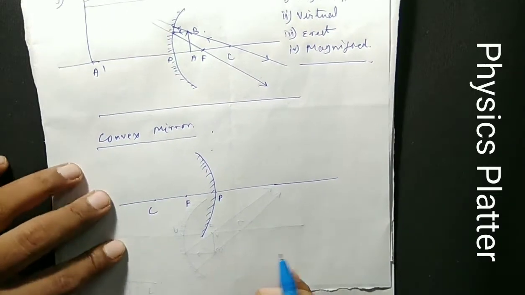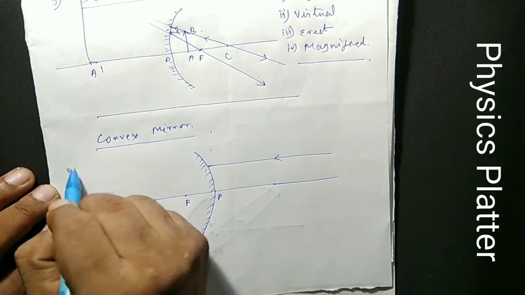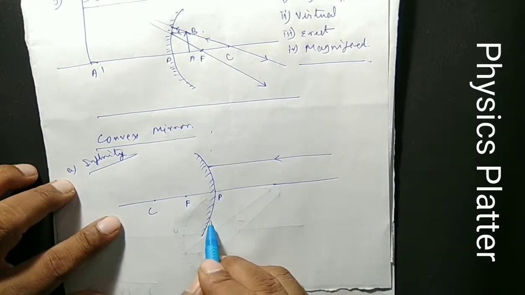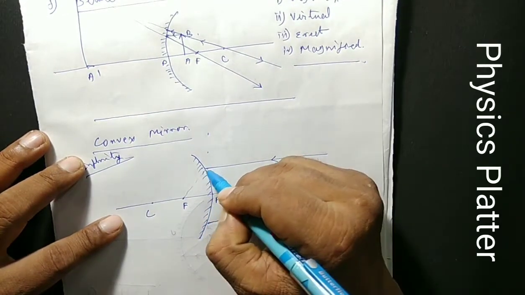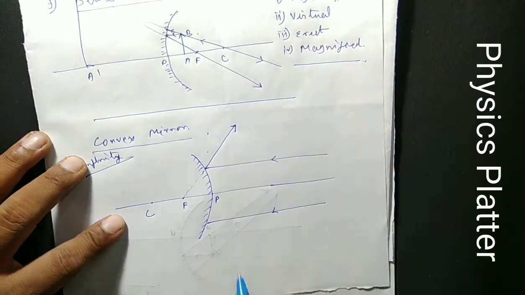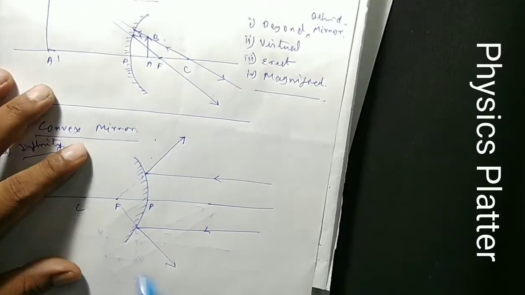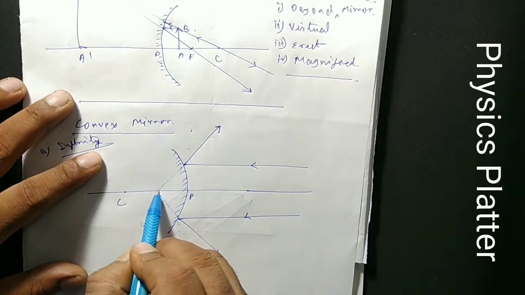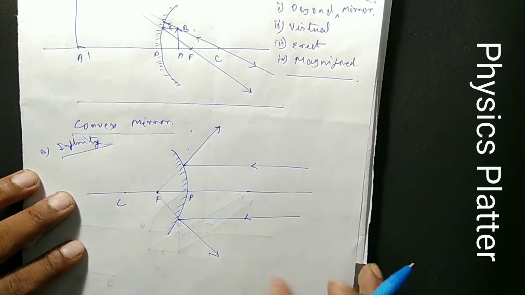When you talk about infinity, the beam comes parallel. First case, when the object is kept at infinity. What happens after reflection? After reflection from a convex mirror, the paraxial beam diverges in such a way that they look like they are diverging from the focus. That means the image will be formed at the focus, and it is of course virtual, diminished, and beyond the mirror.